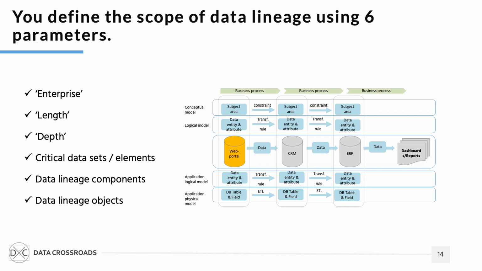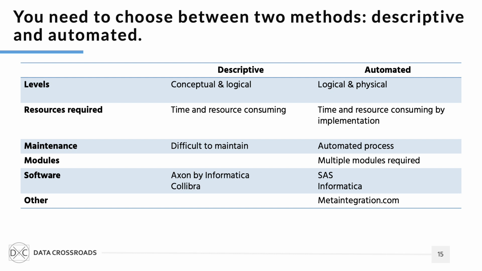I hope you got the answer to the first question about data lineage. Now let us explore the second question: which method of data lineage documentation is feasible for your company and fit for the purpose of the initiative? There are 2 key methods to document data lineage: descriptive and automated. Descriptive means that you document data lineage manually using one or another application. Automated means that the process of recording metadata at the physical level is automated.